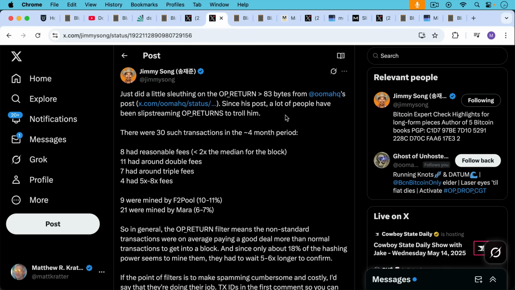Jimmy Song looked into the filters, the op return filters, and he used the fact that a lot of people have been trolling Ghost of Unhosted Marcellus by sending him op return transactions greater than 80 or 83 bytes.